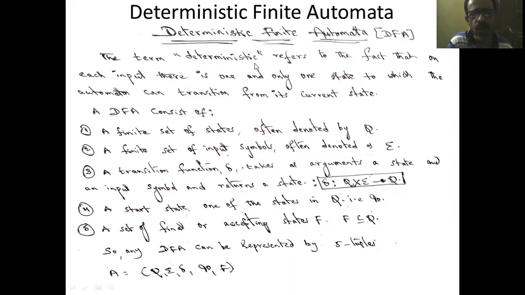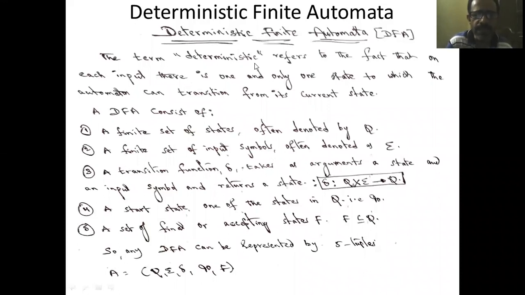Suppose more than one output is there, we get confusion about which output is appropriate. But here in deterministic finite automata, this machine or automaton can produce only one output from any state on any input symbol. So that is deterministic finite automata.